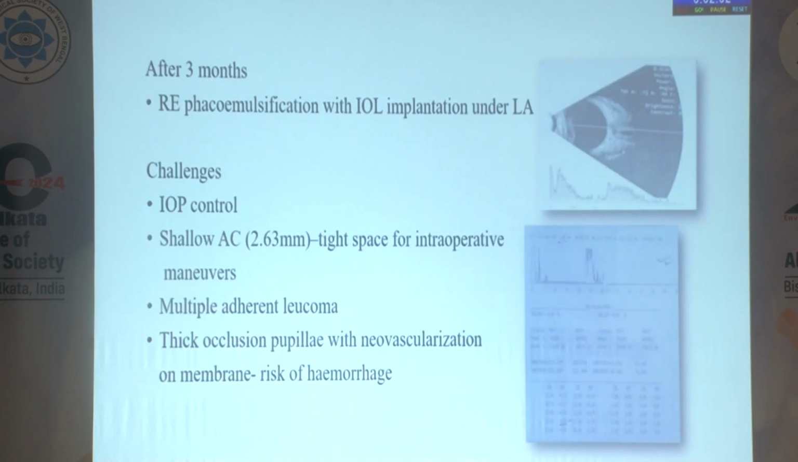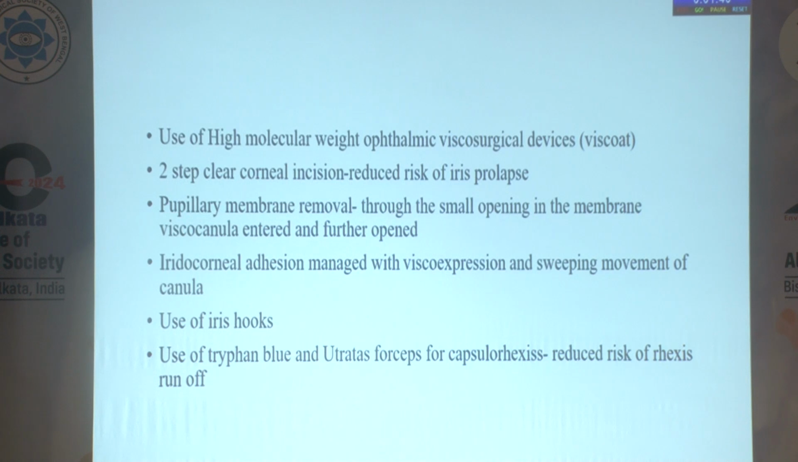3 months later, we planned phacoemulsification with IOL implantation under LA. So the challenges were IOP control, shallow AC, though it deepened to 2.63 after YAG PI and synechiolysis. Multiple adherent synechiae, thick occlusio pupillae with neovascularization on the membrane, which has the risk of hemorrhage. So the steps we took was use of high molecular weight ophthalmic viscosurgical devices. We used Viscoat. 2-step clear corneal incision was made to reduce the risk of iris prolapse.